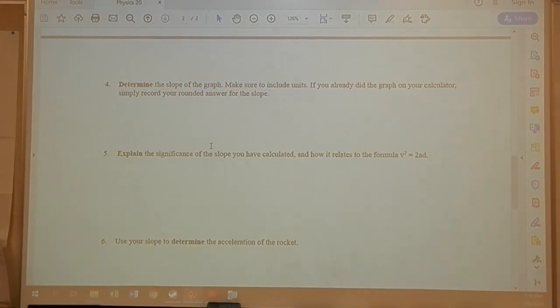Determine the slope of your graph. Be sure to include units. Don't worry about that, because it says if you already did it on your calculator, simply record your rounded answer.